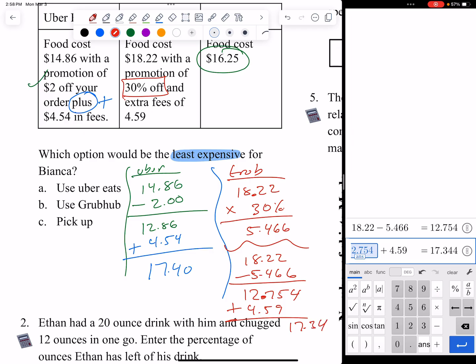Well, that was really close. I didn't think it was going to be that close. So it would be better to just go pick it up, I guess. Okay, it's cheaper that way. And honestly, that's usually the case.